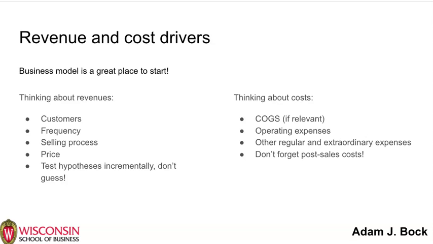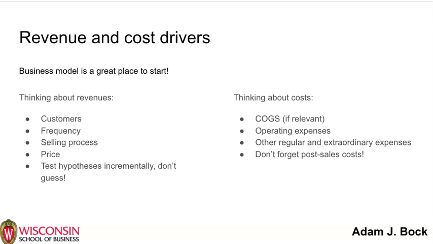A business model is a great place to start for putting together your revenue model, right? Because the business model has two of the most critical pieces of the revenue model baked right into it, right? The business model canvas right at the bottom, cost drivers on the left, revenue structures on the right. So as you're thinking about revenues, you should be thinking about who those customers are, how often they buy, what the process is, what price you're going to be charging, and you want to make sure that you're testing hypotheses incrementally, right? You don't want to just guess and say, well, I think we should charge $5 for this.